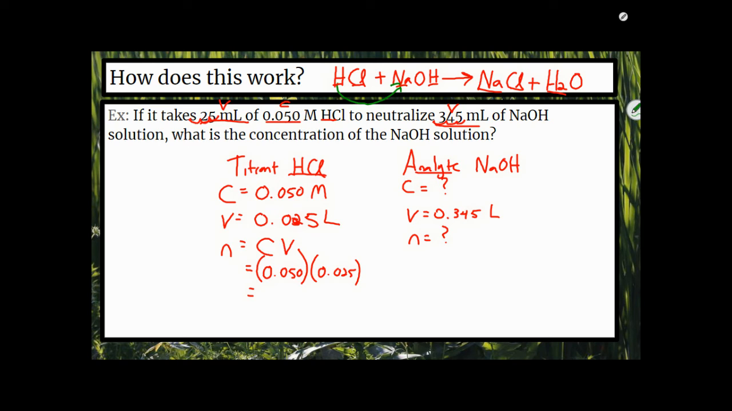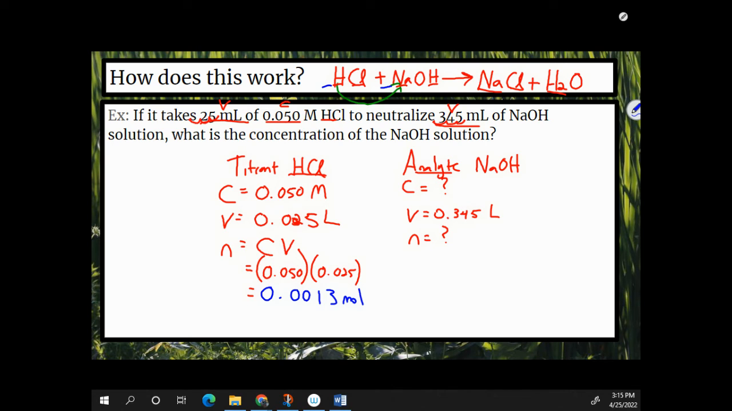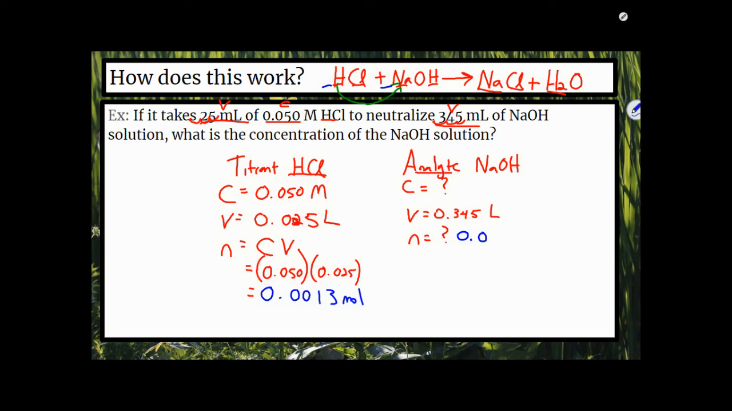So I would have, with correct sig figs, used up 0.0013 moles of HCl, which means that since this is a 1:1 ratio, that means I neutralized 0.0013 moles of NaOH. And now we're already to the last step.